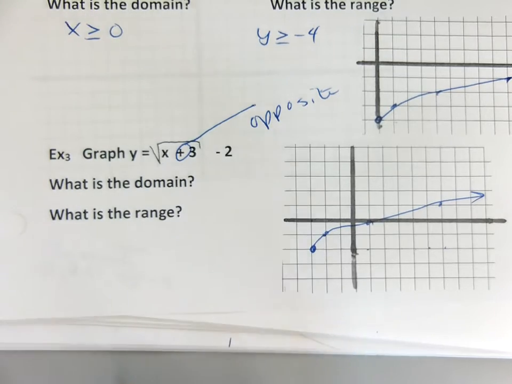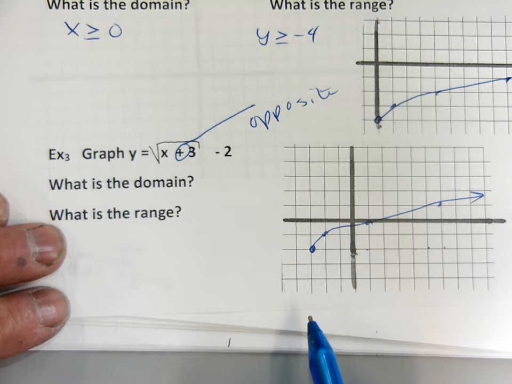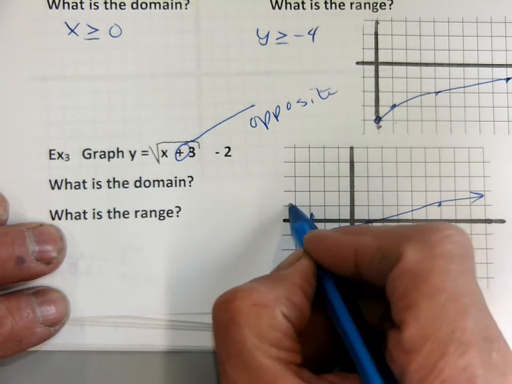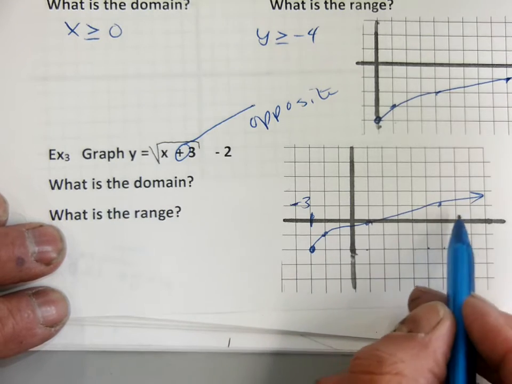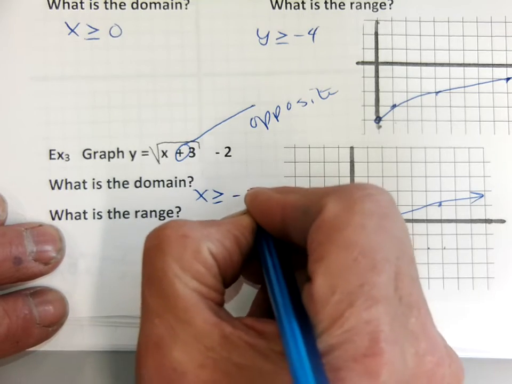It's okay. Domain. What do you know about the domain of this one? What's the domain? Where are we starting at? Are we starting at -3? I'm going that way, right? x is greater than or equal to -3.